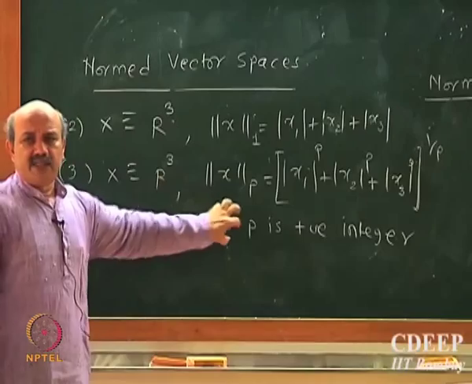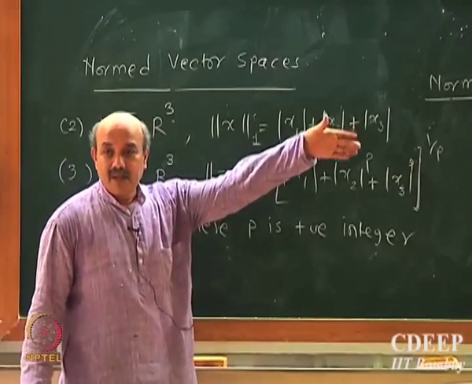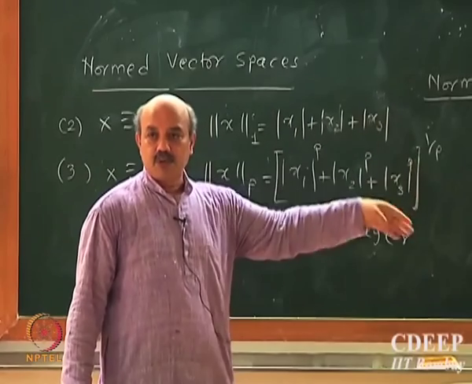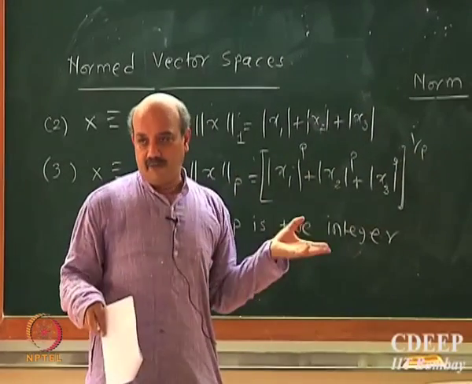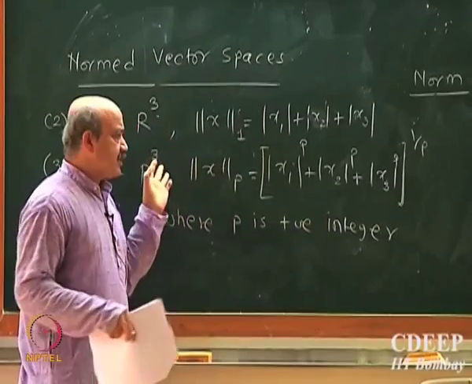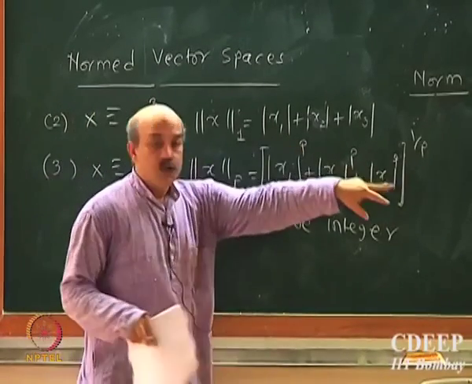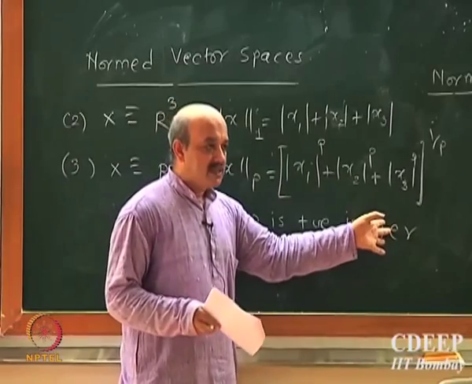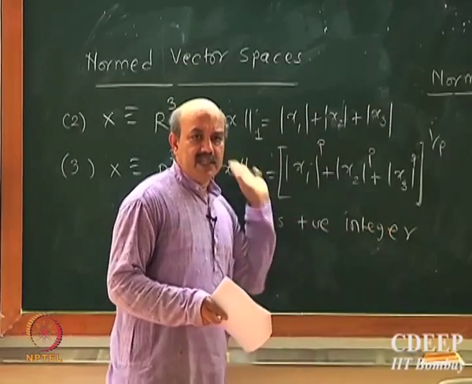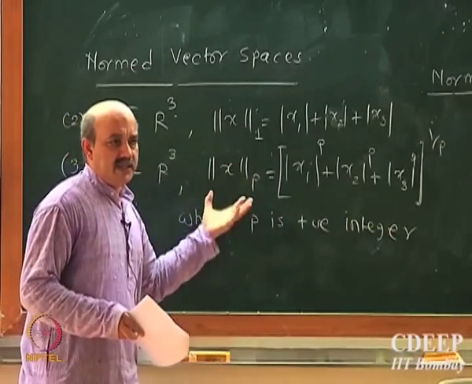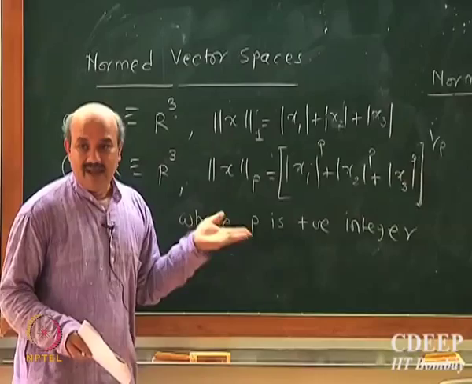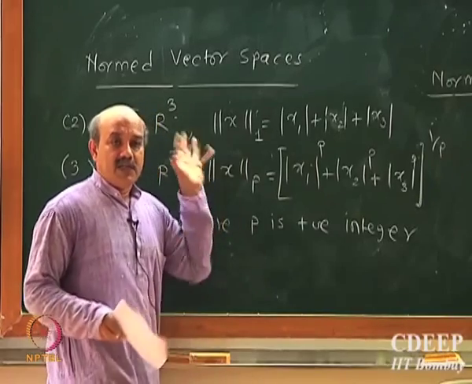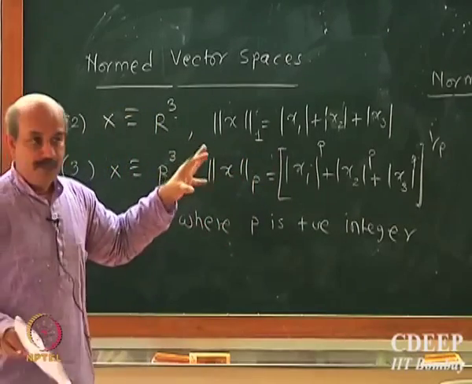I can extend these definitions of R3 to Rn, n dimensional vector space. A 2 norm on n dimensional vector space will be x1 square plus x2 square plus x3 square up to xn square whole raised to half. In general, I can define this for any p which is an integer. So 1 norm and 2 norm are some special examples of a p norm vector space. I have written here for R3, and I can very easily extend this to Rn, to Cn, and so on. But it's important to note that these three are three different norm vector spaces. The definition of norm is different. It's not the same.